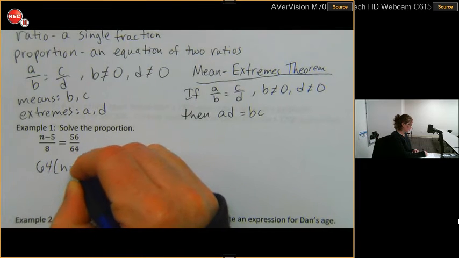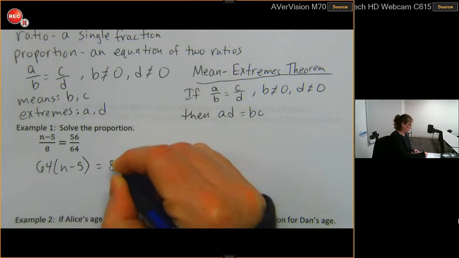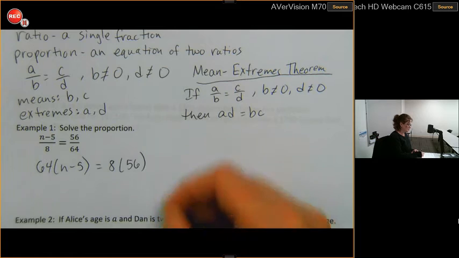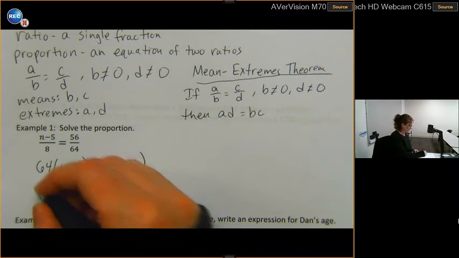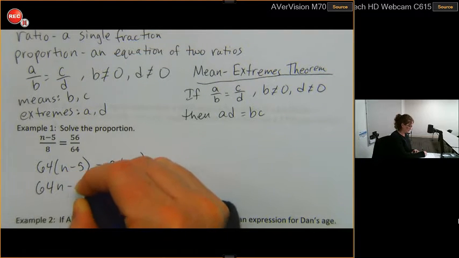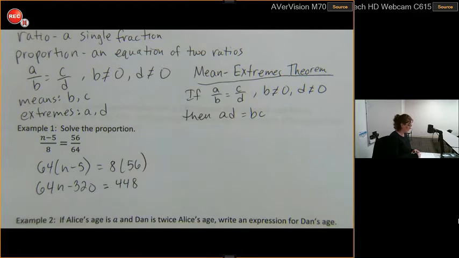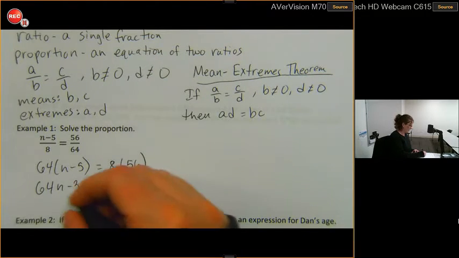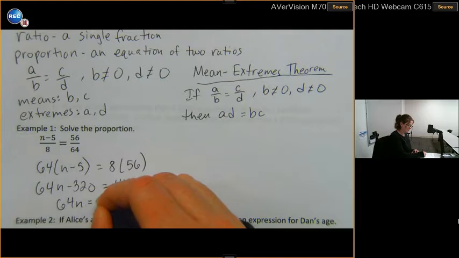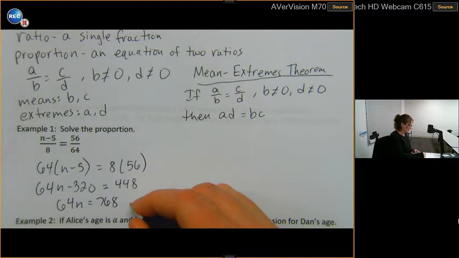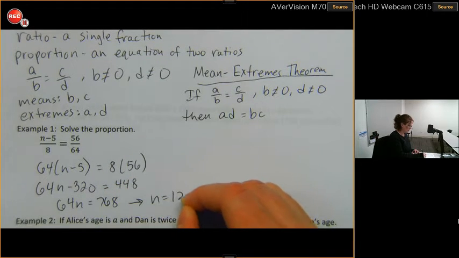So I'm going to take 64 times n minus 5 equaling 8 times 56. Distribute. And then solve for n. So I'm going to add 320 and divide by 64 to get n equals 12.